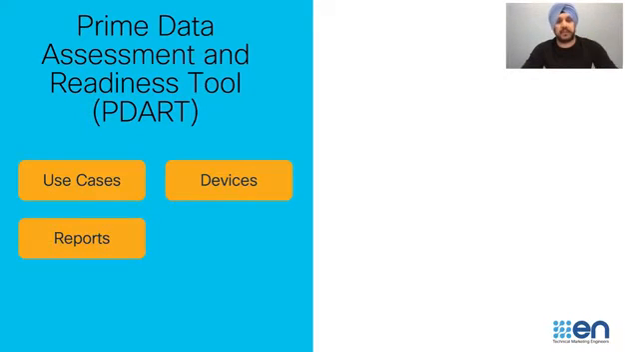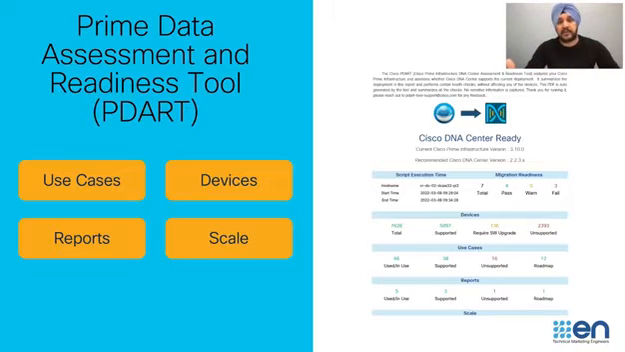It does the same thing with other features like reports on Prime, and it also tells you what Cisco DNS Center appliance you will need for your entire network deployment that is running today on Cisco Prime. At the end of it, you will get a PDF report generated, and that PDF report is going to list out all of the different things that we just talked about.